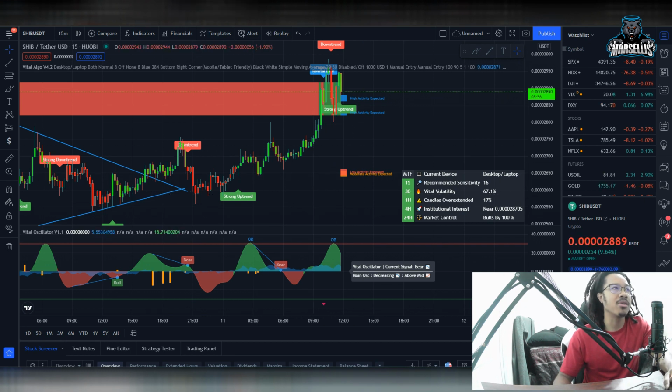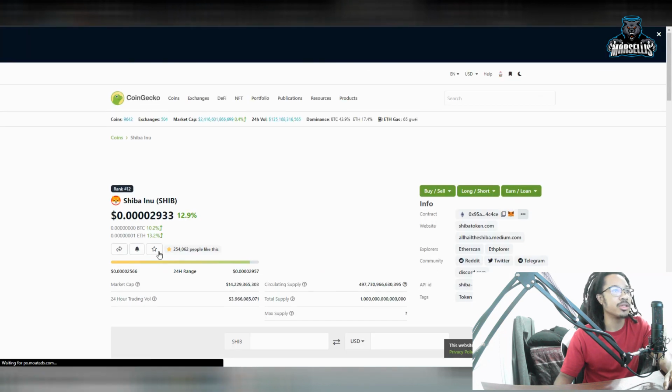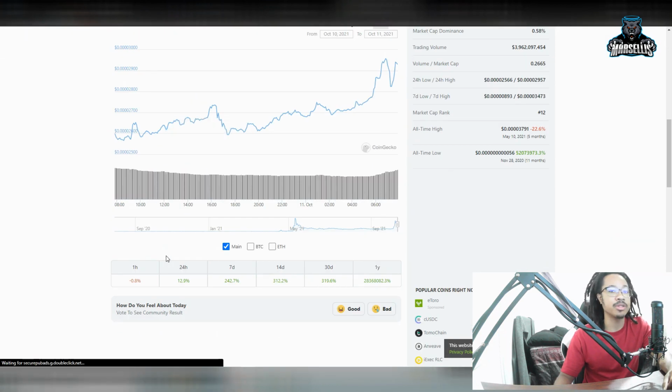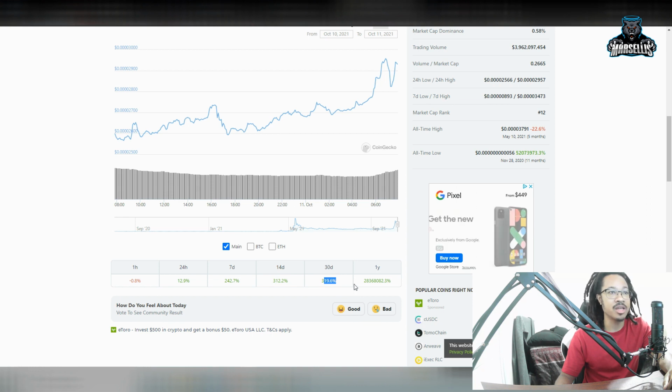But anyways, we have good stuff going on here with Shib right now. Shib's doing really good. Let's click on this and look at that. 12.9% in the last 24 hours. That's big gains right there. And as you know, the last 7 days, 242%, 312% in the last 14 days, 319% in the last 30 days, 2.8 million% in the last year, which is really big. So actually, it's more than 2.8 million%. That's 28 million%. Sheep is just having huge gains right now.